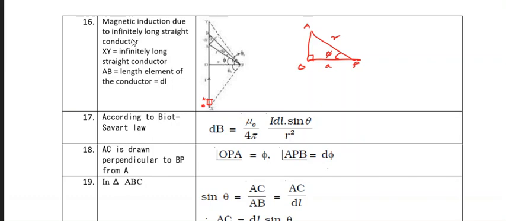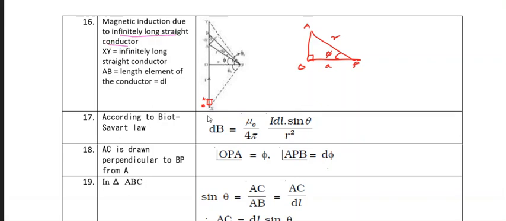Welcome students. Let us continue part 2 of this physics lecture series on moving charges. The magnetic induction due to an infinitely long straight conductor.